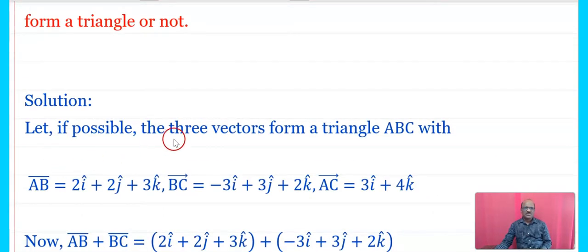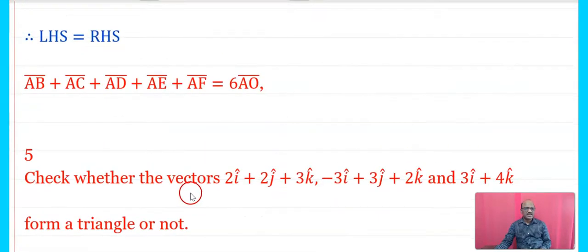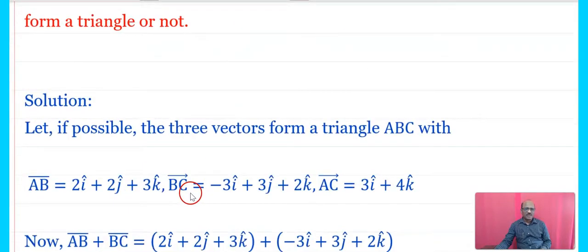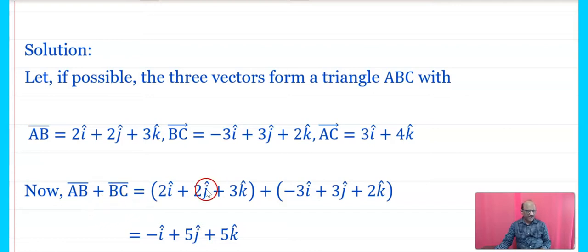Let the three vectors form a triangle ABC with AB bar equal to 2i cap plus 2j cap plus 3k cap, BC bar equal to 3i cap plus 3j cap plus 2k cap, and AC bar equal to 3i cap plus 4k cap. AB bar plus BC bar: if you add it, then what you will get is 2i cap plus 2j cap plus 3k cap plus, in bracket, 3i cap plus 3j cap plus 2k cap, and if you evaluate it, then you will get 5i cap, 2j plus 3j that is 5j, 3k plus 2k that is 5k.